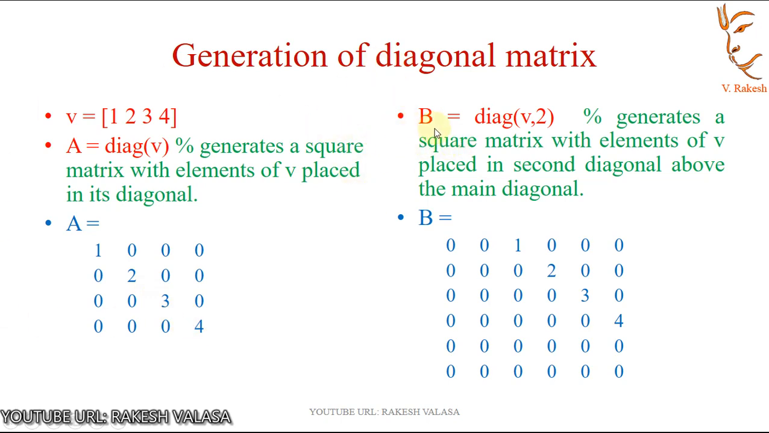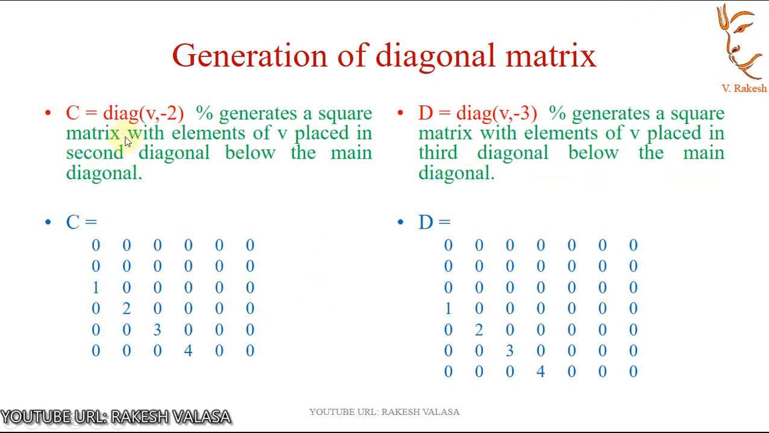For example, I am taking another syntax, that is B equal to diag of v comma 2. It generates a square matrix with elements of v placed in the second diagonal above the main diagonal. This is the main diagonal, in this the zeros are on the main diagonal. This is the first diagonal. This is the second diagonal. It also generates a 6 by 6 square matrix, with elements of v placed in the second diagonal above the main diagonal. That is 1 2 3 4.